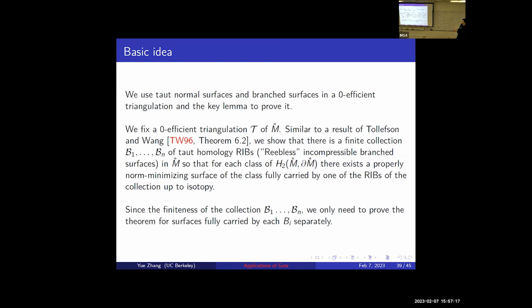So we fix a zero efficient triangulation T. And we show that there is a finite collection B1 to Bn of top homology IBS, which means rivulous incompressible Grant surfaces in M circle. And such that for each second homology class, there exists a properly non-minimizing surface of the class that is fully carried by one of the IBs of the collection up to isotopy.